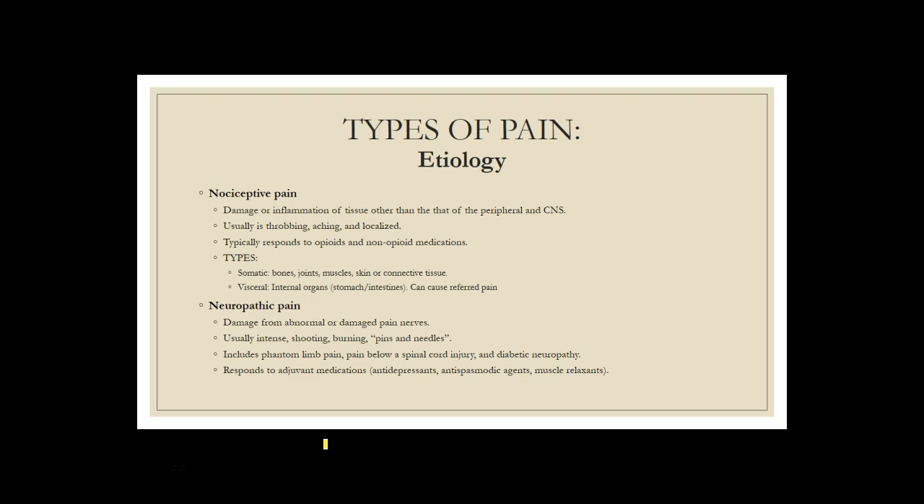Neuropathic pain, this is usually damage from abnormal or damaged pain nerves. This is when a patient is going to describe their pain as intense, shooting, burning, kind of like pins and needles. So you're going to know that there's some nerve involvement. It can also include phantom limb pain, pain below a spinal cord injury, and diabetic neuropathies.